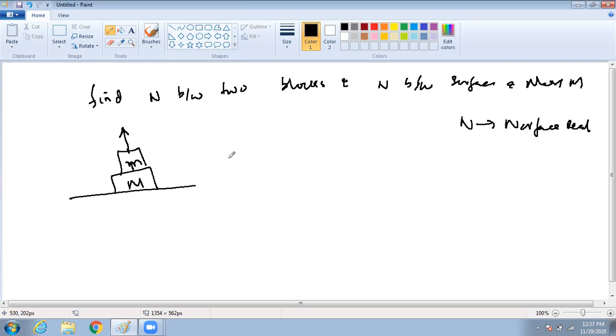If you have to write the free body diagram, how do you write it? First there is a normal on the top of this one. This normal will be on the mass m. So what is the weight of the mass m? mg. Correct? So here you have mg.